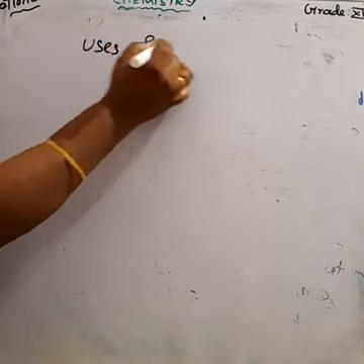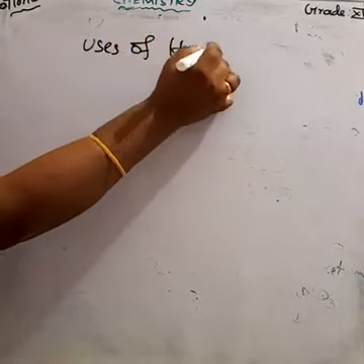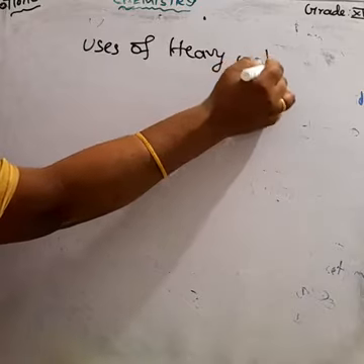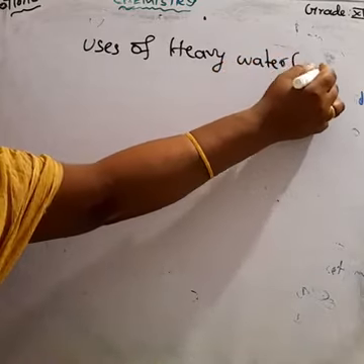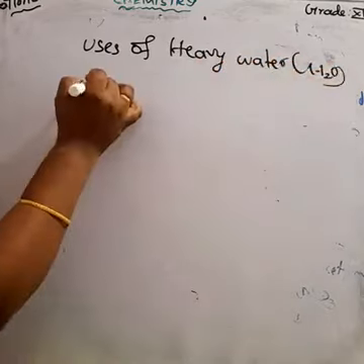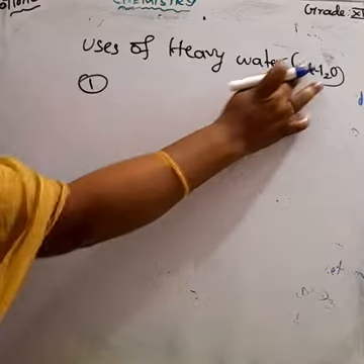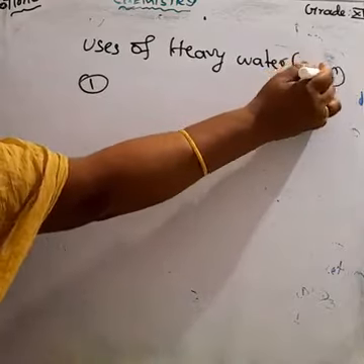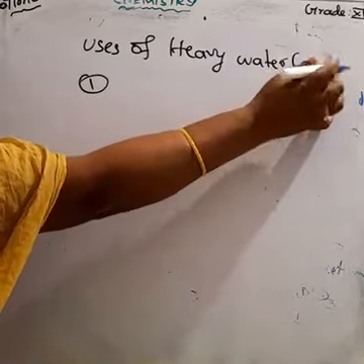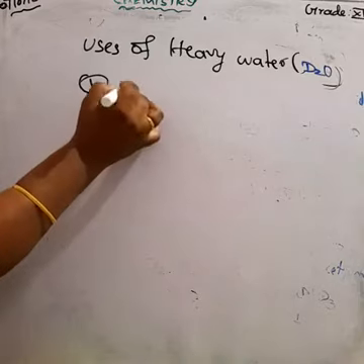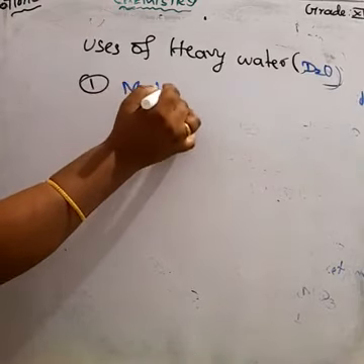Uses of heavy water. The first use: heavy water is widely used as a moderator. What are the uses of heavy water? First use, heavy water is used as the moderator in a nuclear reactor.